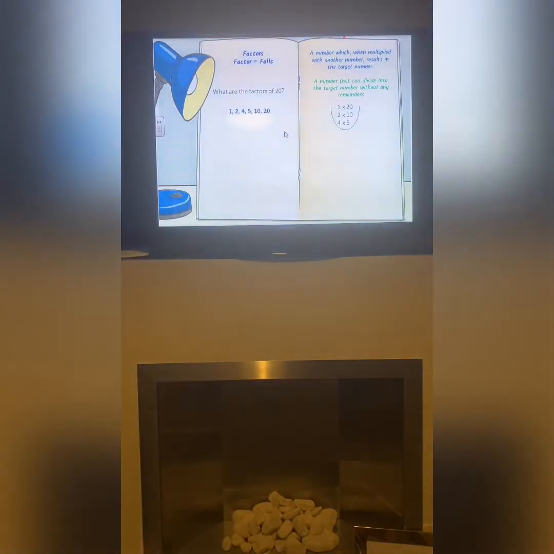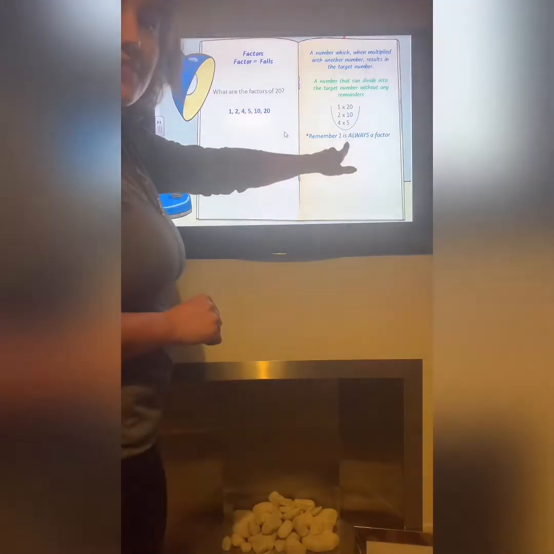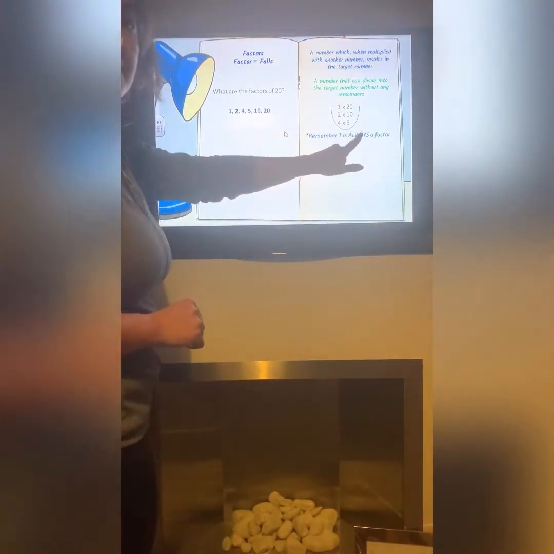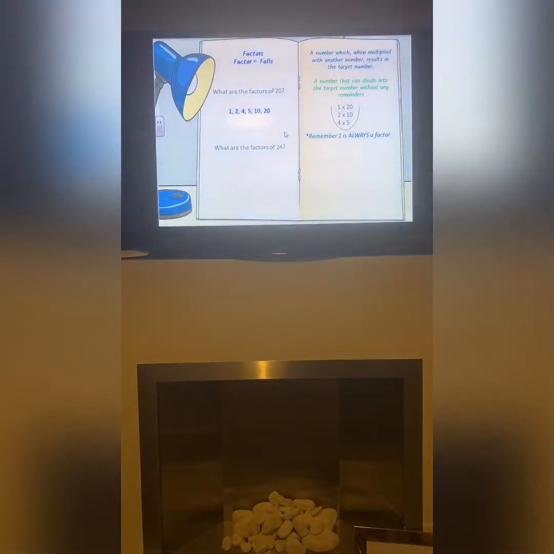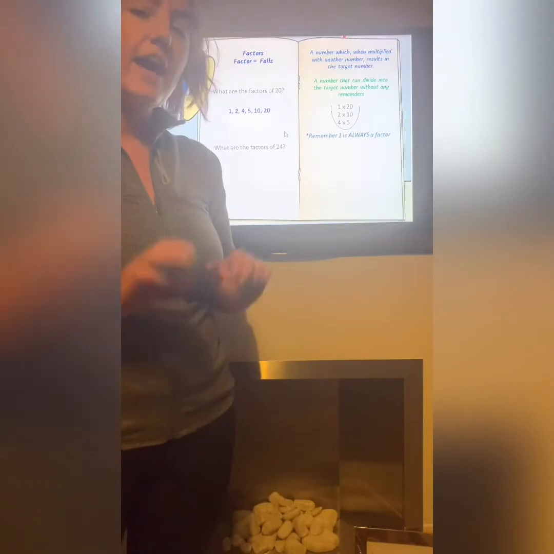Let's try. Here we go again. Always remember, 1 is always a factor. It will always be a factor. So let's try. What are the factors of 24? Okay, so have a think.